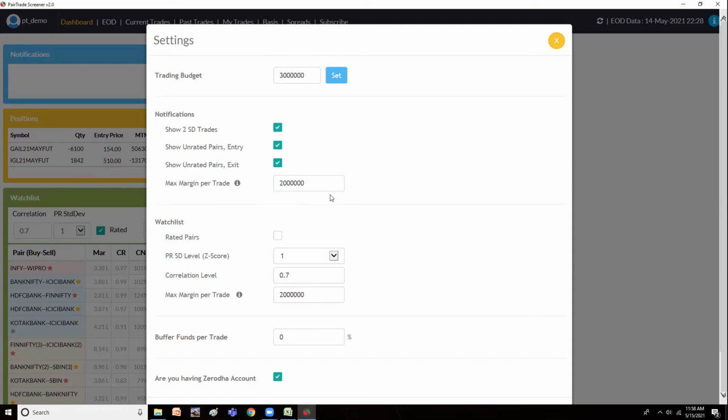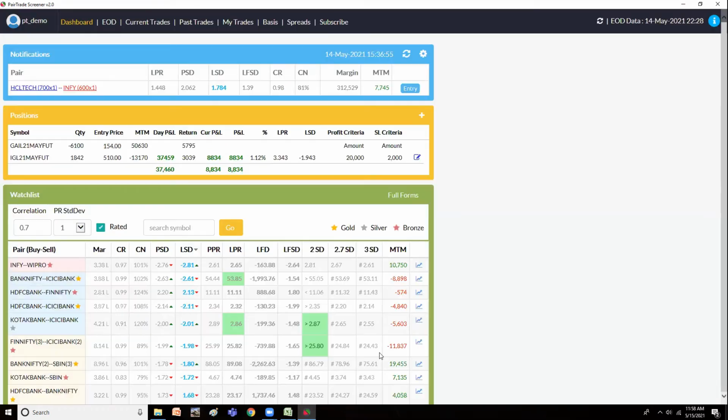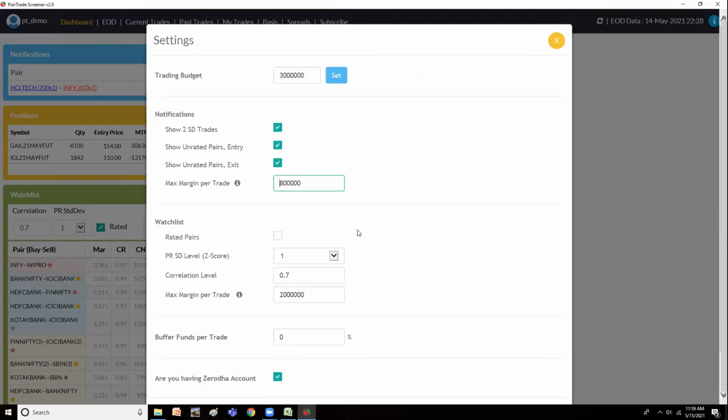Similarly, margin per trade. For example, you have 20 lakhs margin. At a time, you can invest only 10 lakhs on each pair, or maybe 8 lakhs. So I will say 8 lakhs only. I could invest maximum 8 lakhs. So I just say update. Now if you see here, only one pair is displayed. Earlier 2 pairs were displayed, right? But now it's 1 pair only, because we said that 8 lakhs is the maximum margin I have. So I could take only that one.